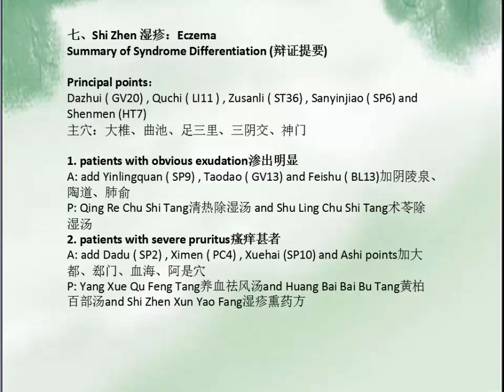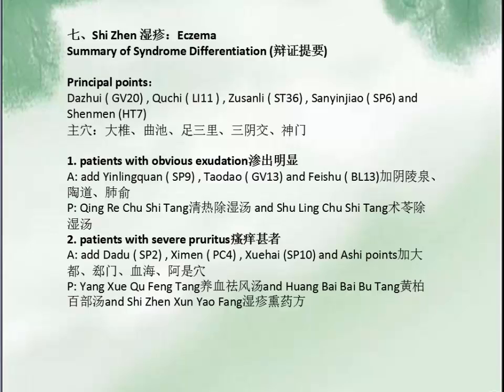Lung Shu points. I would add that sometimes we use Gallbladder 34 if there's any sign of middle jiao damp heat. You know, Spleen 9 is probably more empirical though. All right. Formulas: Qingre Chu Shi Tang and Shuling Chu Shi Tang. And it's basically clearing damp heat from the interior with a little bit of effect on the exterior.